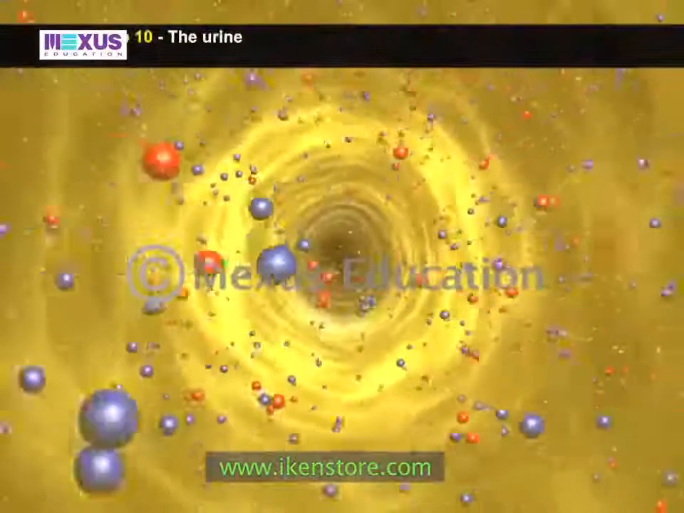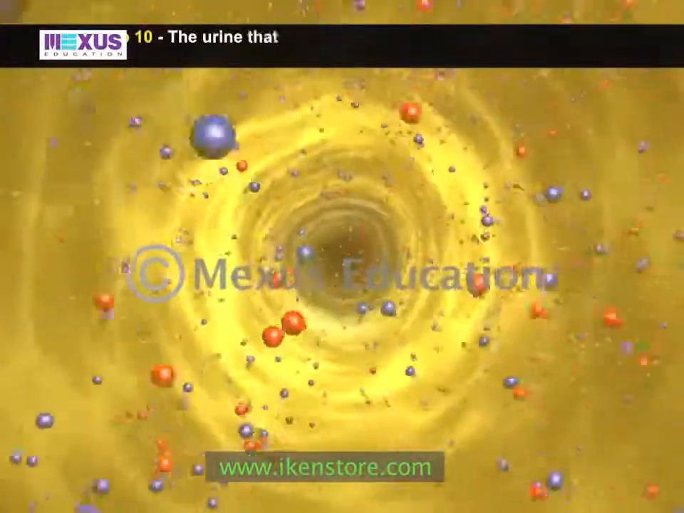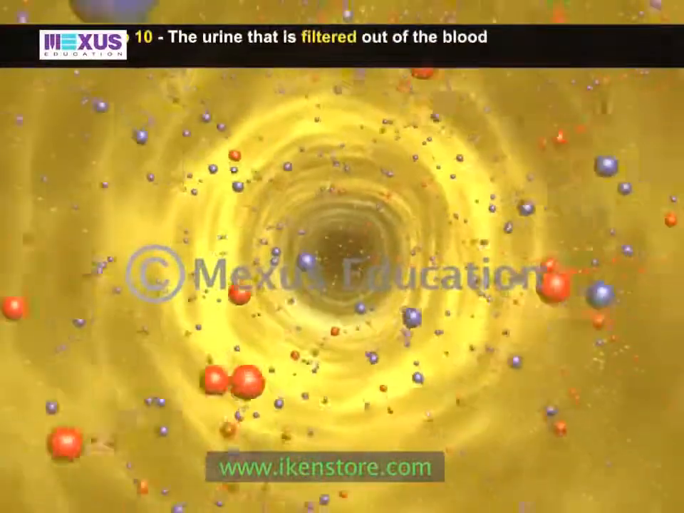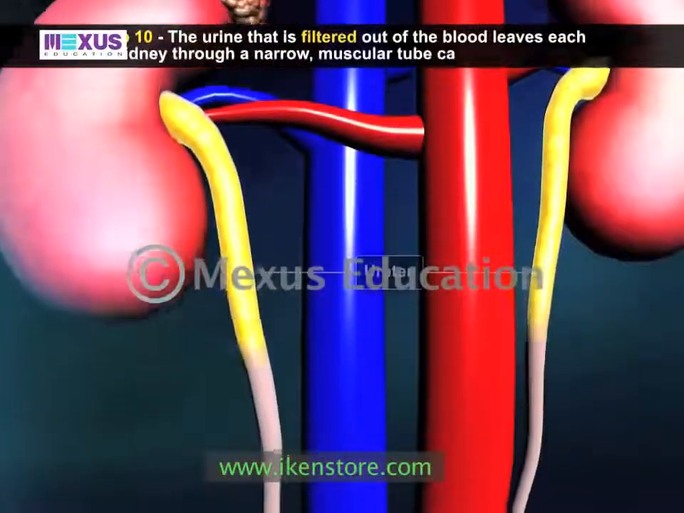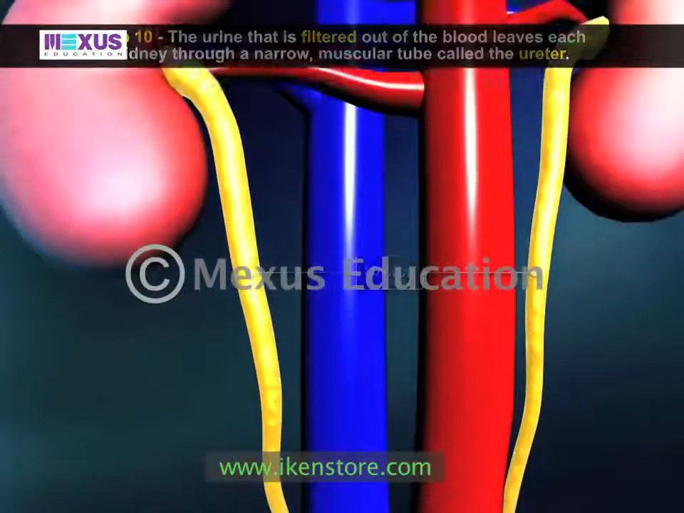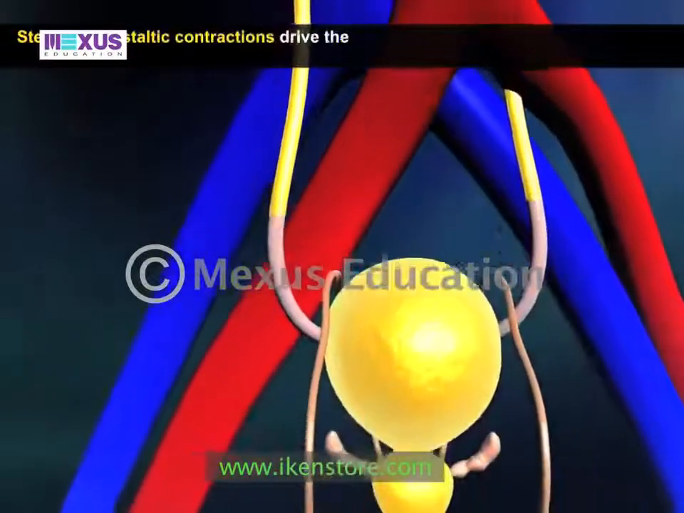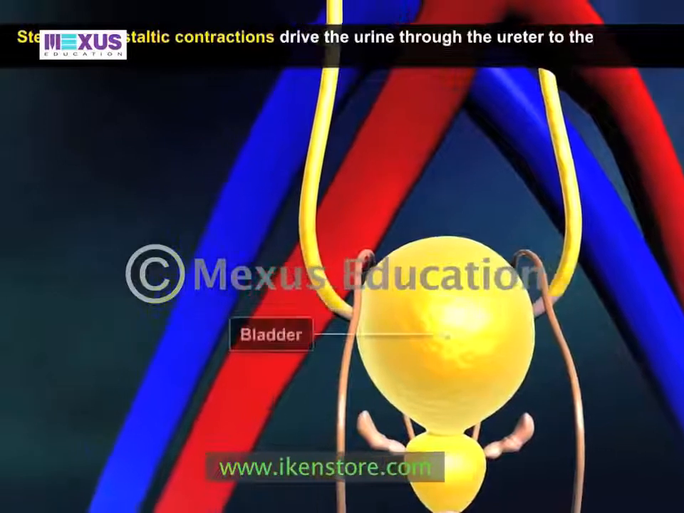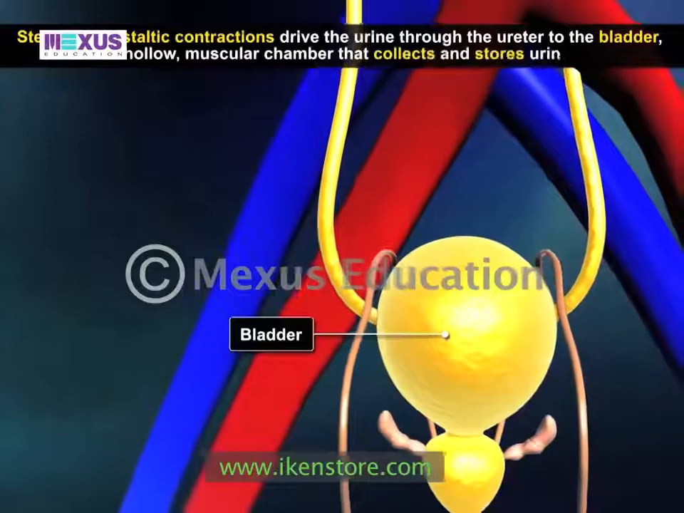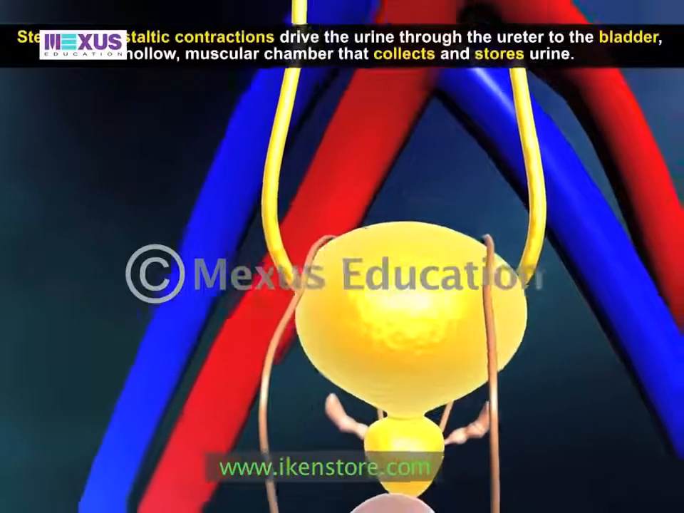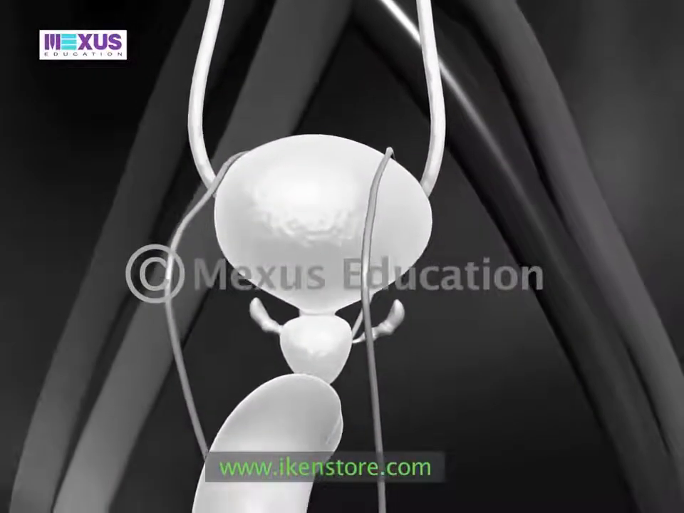The urine, which is a mixture of water, waste, toxins, and some excess nutrients filtered out of the blood, leaves each kidney through a narrow muscular tube called the ureter. Peristaltic contractions drive the urine through the ureter to the bladder, a hollow muscular chamber that collects and stores urine. The walls of the bladder contain smooth muscle capable of considerable expansion.